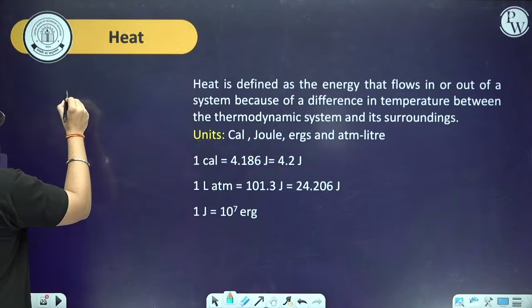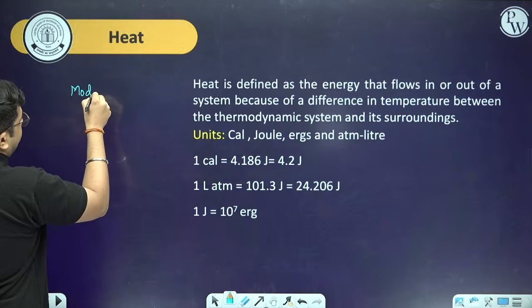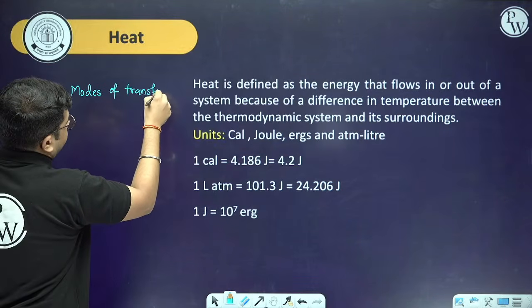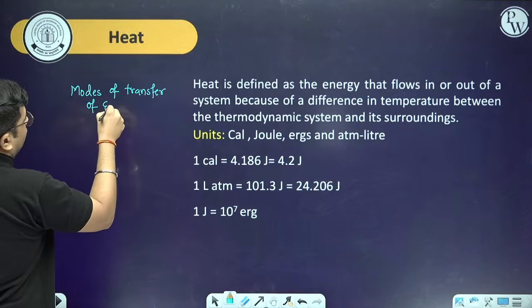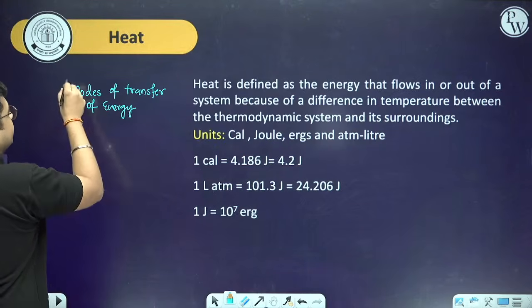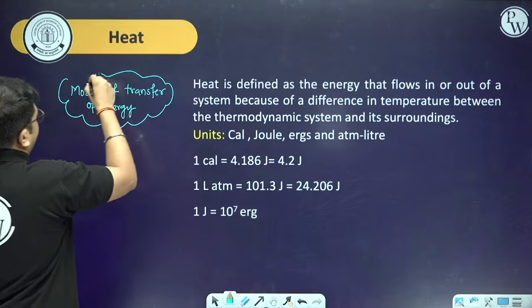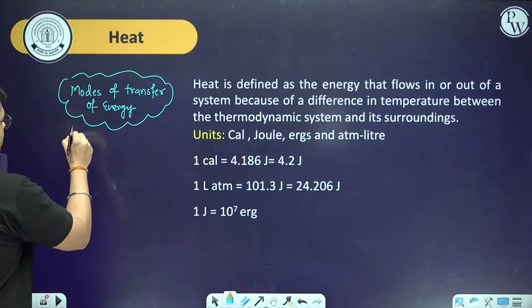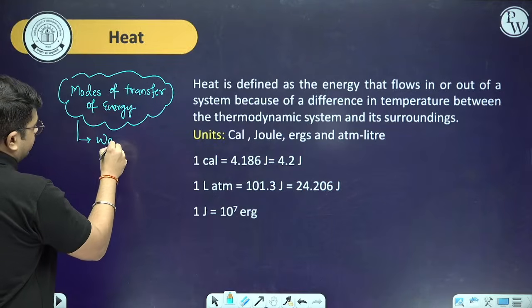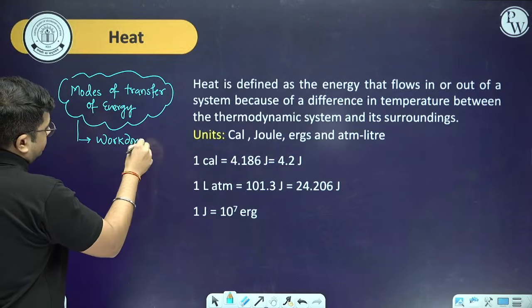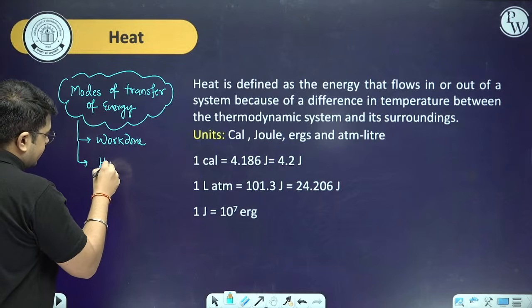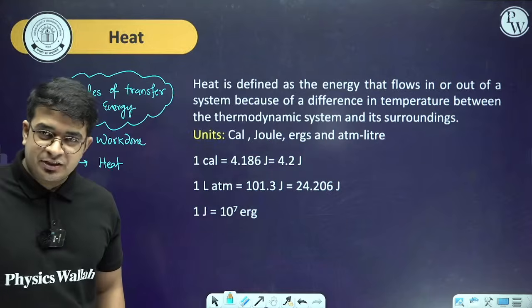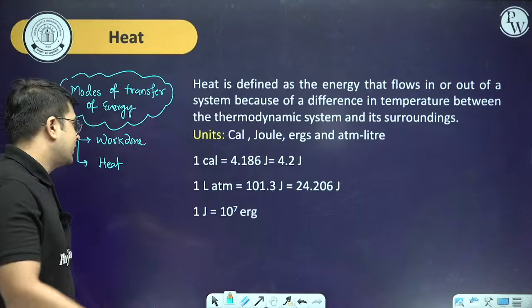So basically if I talk about the modes of transfer of energy, whatever energy is present in the system, either it's internal energy or any type of energy I am considering, there are two modes. The first one is basically work done, and the second is heat. Either the system can utilize its heat change, or it can transfer its heat into work done.